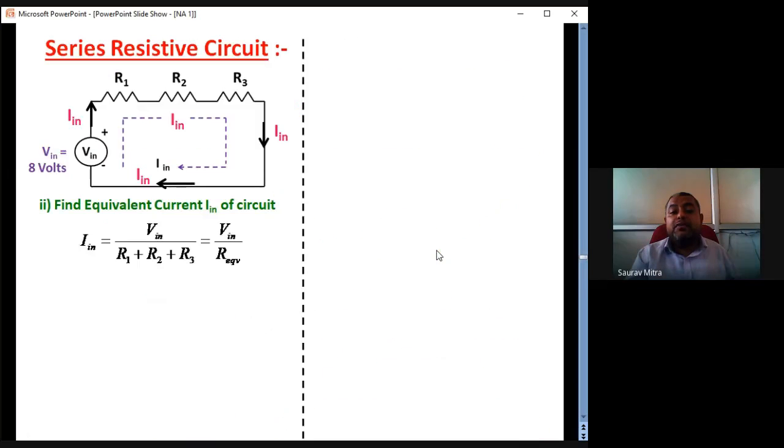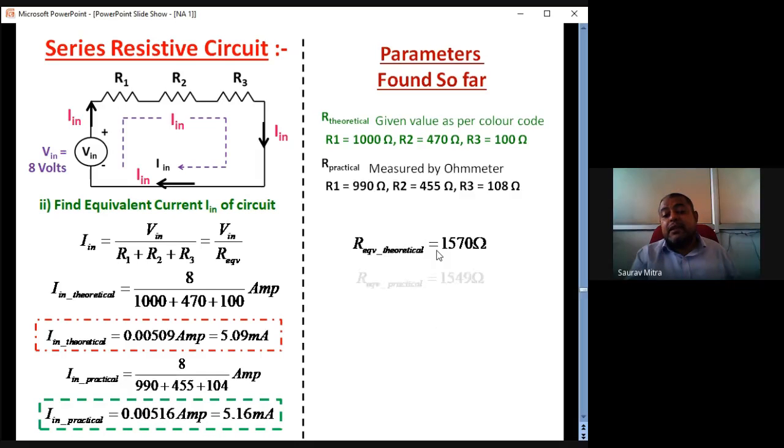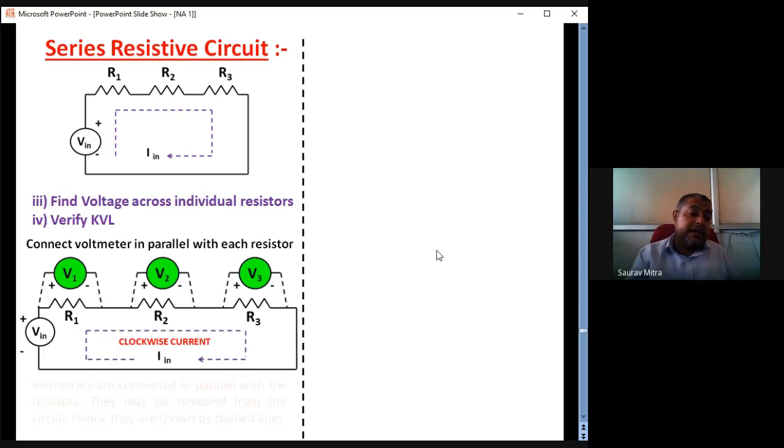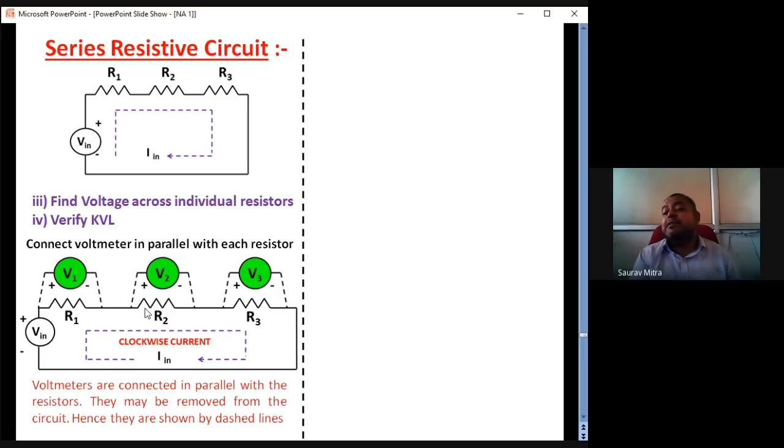But if you are talking about a voltmeter, the voltages are measured by a parallel connection. The voltmeter has to be connected in parallel. If you remove it from R1 and connect it to R2, you get V2; again removing it from across R2 and connecting it to R3, you find V3. So voltmeters are connected in parallel with the resistors. They may be removed from one point and connected to another, hence they are shown by dashed lines.